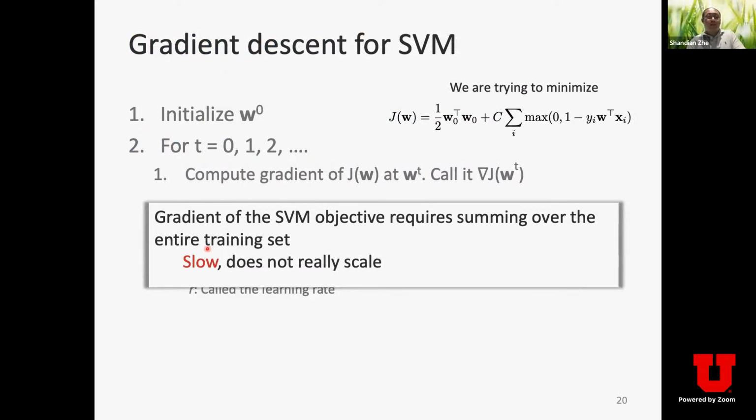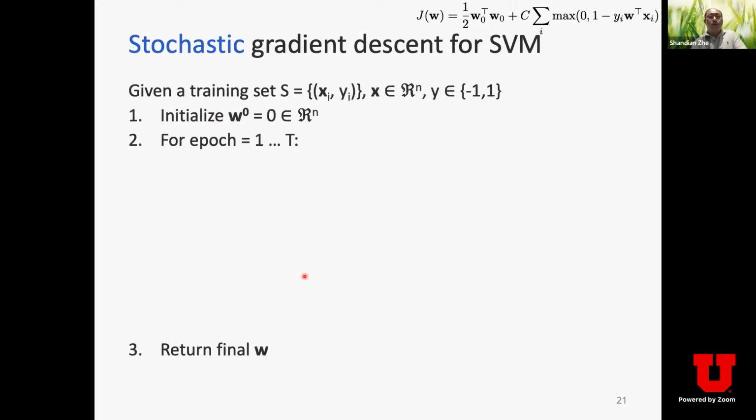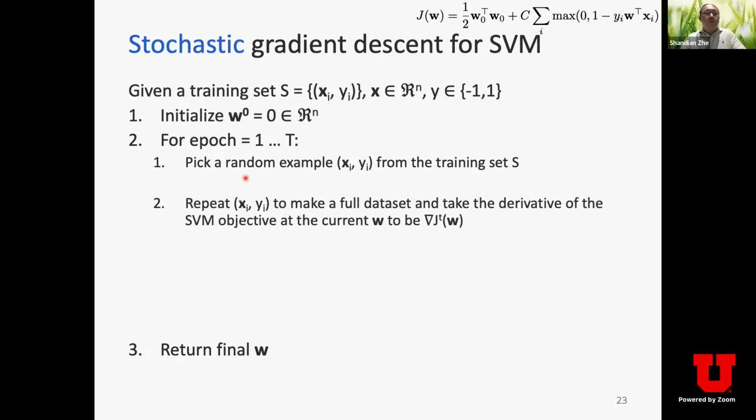So the problem of gradient descent is that it requires summing over the entire training set. It is slow, so it does not really scale. So we want to switch to the stochastic gradient descent framework we used before. We initialize our weight vector, say by 0. Then we go through, say, big T epochs. Each epoch means you pass through the whole data set once. Inside each epoch, you first randomly pick an example from the training set. Then you duplicate this example. Suppose you have n training examples, you duplicate this example n times and pretend this example is the whole data set.